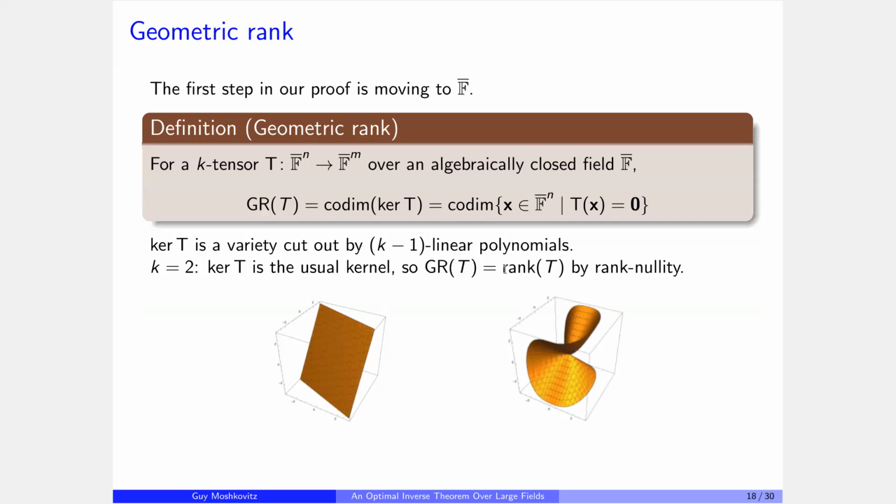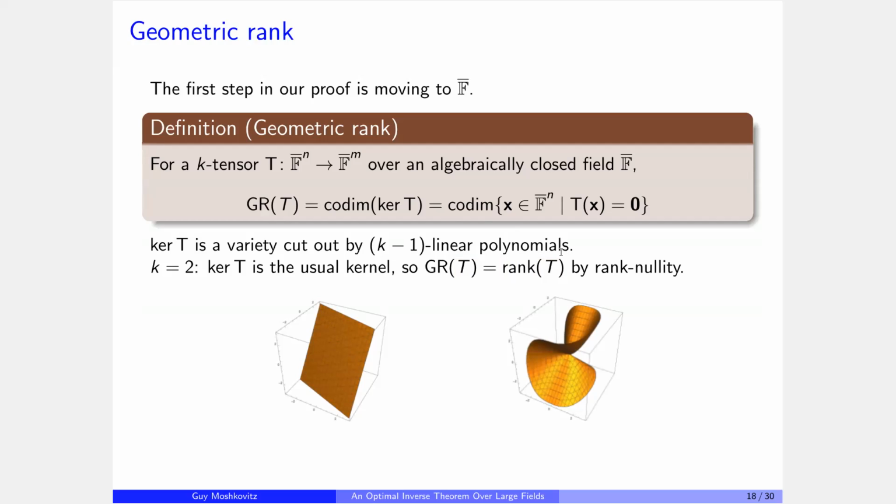And so the geometric rank is just, right? It's the codimension of the kernel, which is just the rank of the matrix. So just like analytic rank and partition rank, for k equals 2, also the geometric rank agrees with the usual notion of rank. What happens for k greater than 2?